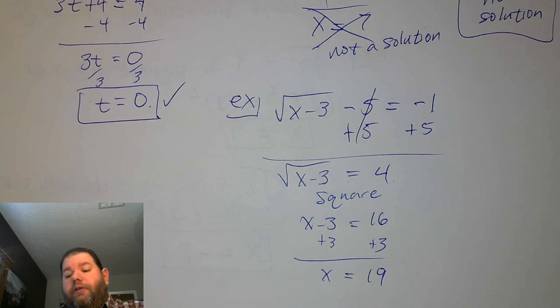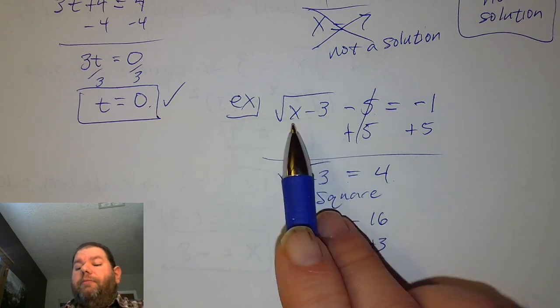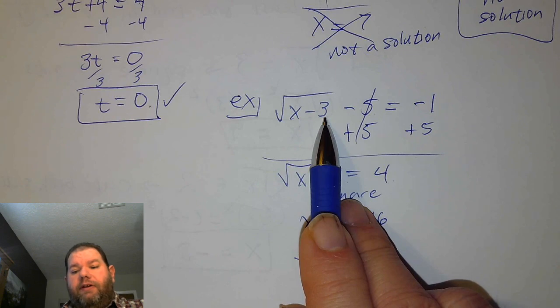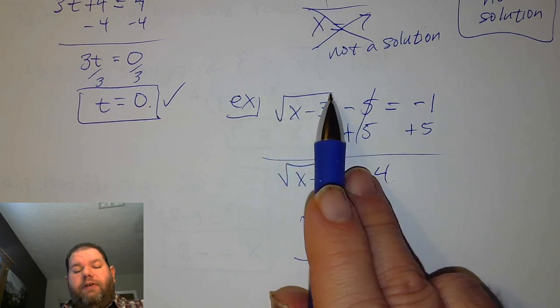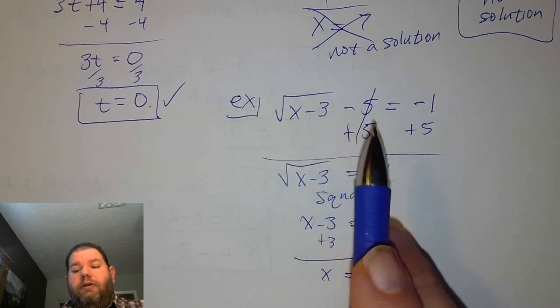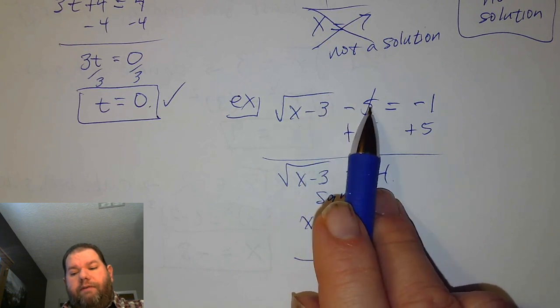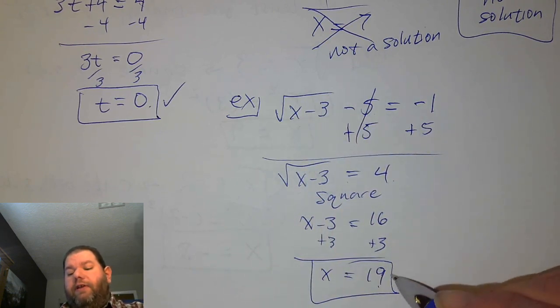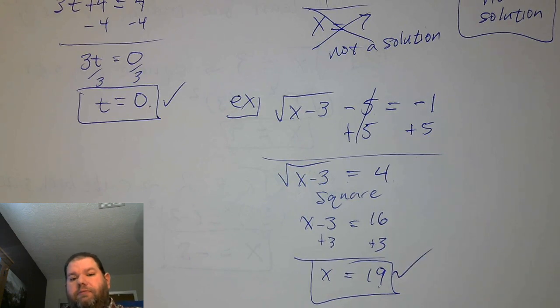Now, once again, we still want to check our answer. Take our 19, plug it back in. 19 minus 3 gives us a 16. Square root of 16 is 4. And then 4 minus 5 is negative 1. So that is a valid answer. Okay.